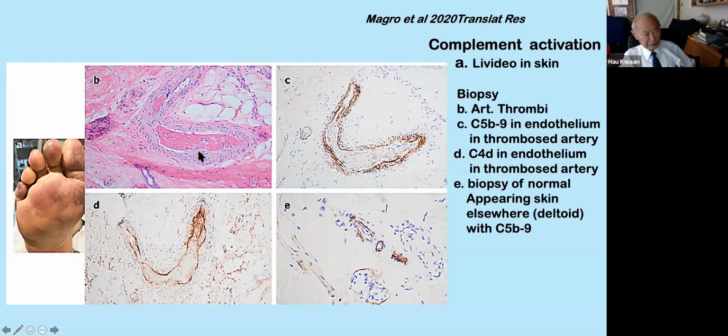But then in the same patient, a biopsy is done somewhere else in the deltoid region where the skin appears normal, and yet there is the membrane attack complex, C5b. This illustrates the extensiveness of the involvement of the complement system in COVID-19.